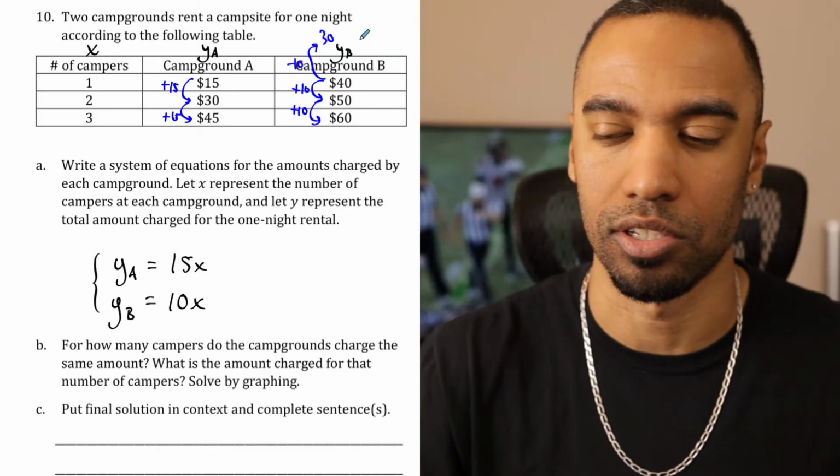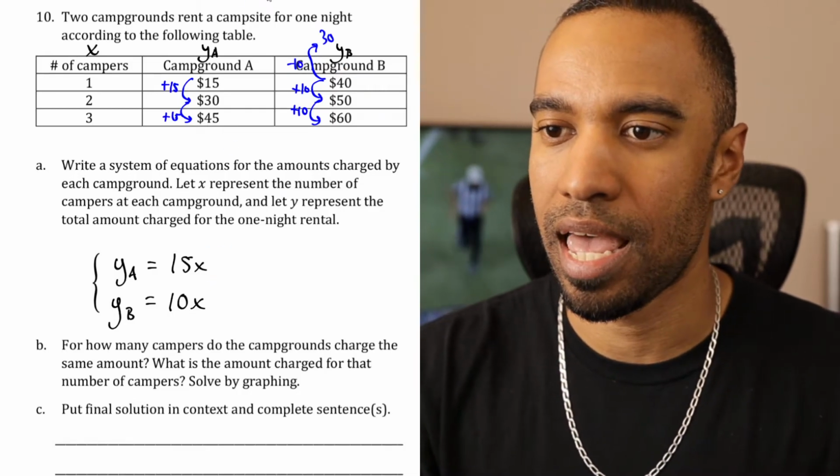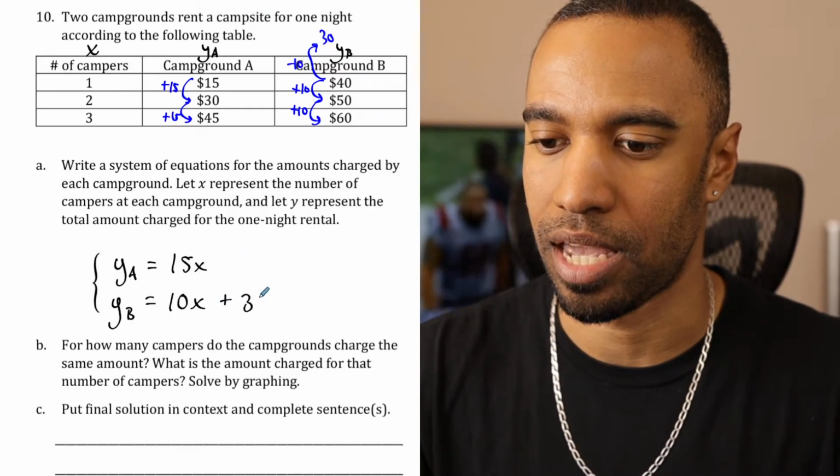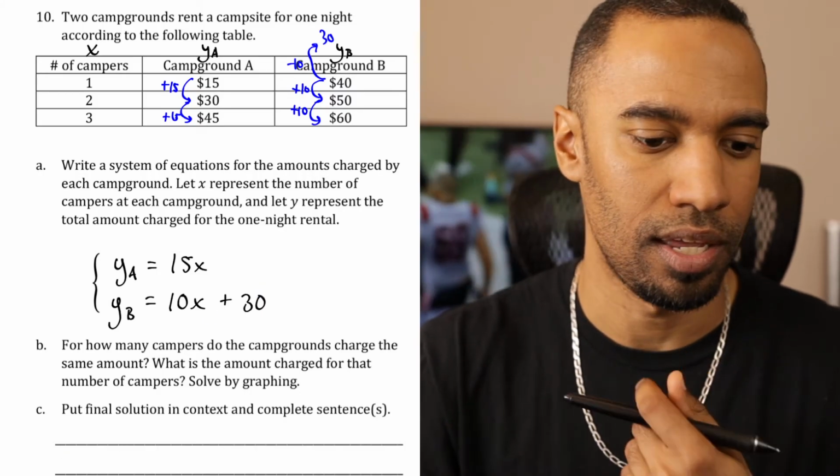The first camper actually cost you $10. So 10x, and there's this plus 30 right here. Okay, it's just this additional amount that is included in the set.